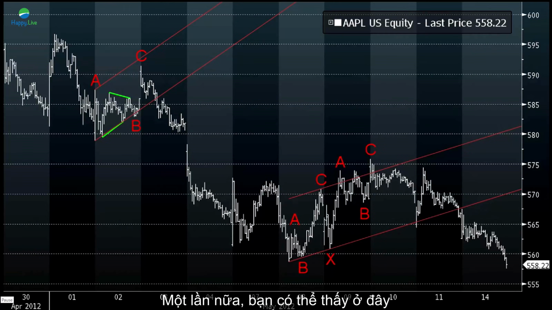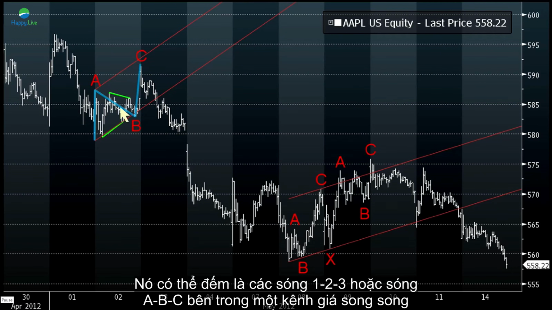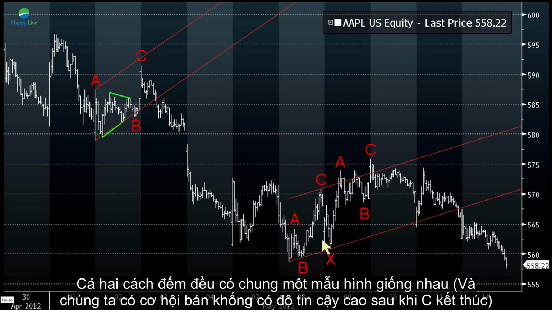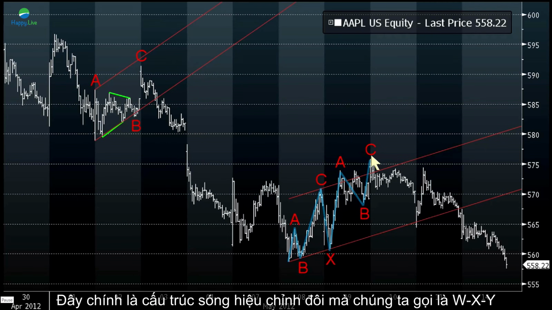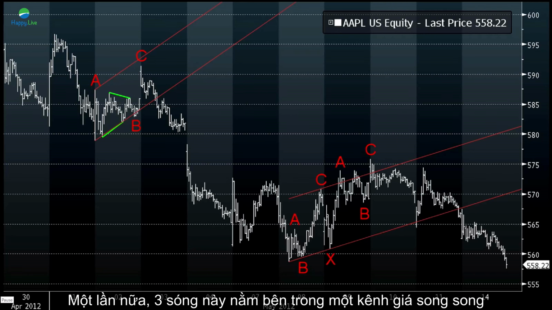Again, as you can see here, this is an A, triangle, B, C, or essentially, again, 1, 2, 3, ABC within parallel lines. Here we have the same structure again. This is a complex correction, so we have to identify it as ABC, X, ABC. But if you're familiar with the wave principle, you know we simply identify this structure as a WXY. Thus, we have, again, three waves up within parallel lines.